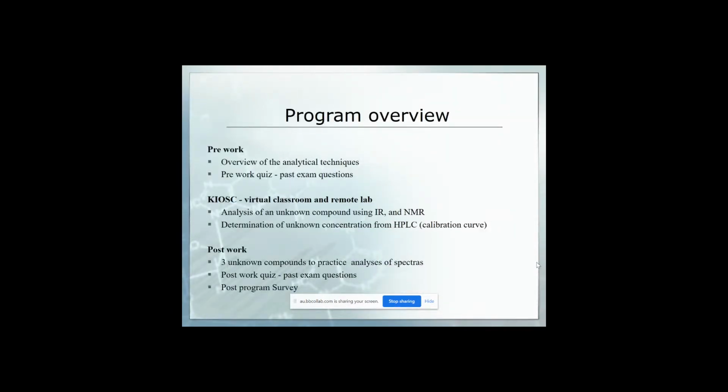So, as you'll see, we've got our program overview here. Most of you have already done the overview of the analytic techniques or organic analytical techniques. You've done your pre-work, which is actually past papers. So past questions, sorry, I should say, which is fantastic because we're exposing you to more content and getting you used to the way the VCAA actually do their exams. What we're doing today is we're going to be analysing an unknown compound using infrared, our NMR, and then you're going to determine your unknown concentrations using HPLC.